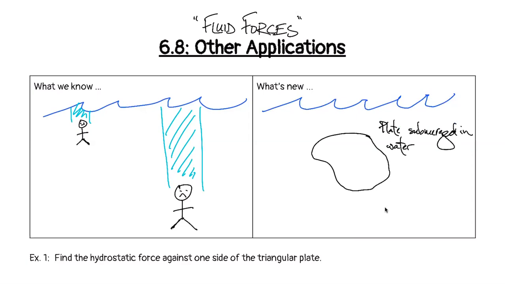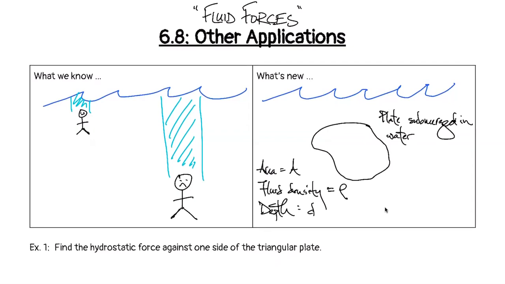Now the area of the plate, we're just going to call the area as A. All right. There is the density of the fluid that we'll need to consider. So that'll be rho, our friend rho. And then the amount of force on this plate is also going to depend on the depth. And we'll call that little d, okay?